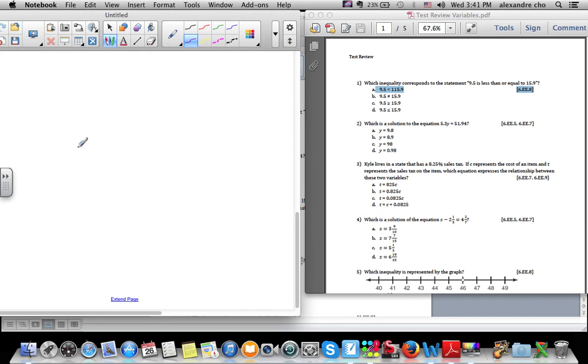Number 3. Kylie lives in a state that has an 8.25% tax. If C represents the total cost of an item and T represents the sales tax on the item, which equation expresses a relationship between these two variables? Well, here, the total cost that I'm going to pay is going to be the cost of the item, whatever the item is, a sweater, a shirt, whatever it is, and I'm going to multiply that by the sales tax.